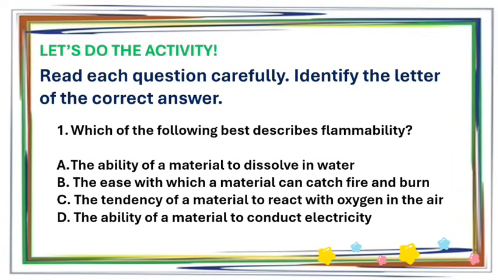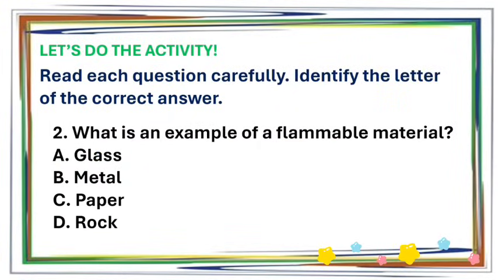Very good. The answer is letter B. The ease with which a material can catch fire and burn. Number 2. What is an example of a flammable material? Is it A. Glass, B. Metal, C. Paper, or D. Rock? What is your answer? Good job! The answer is letter C. Paper.